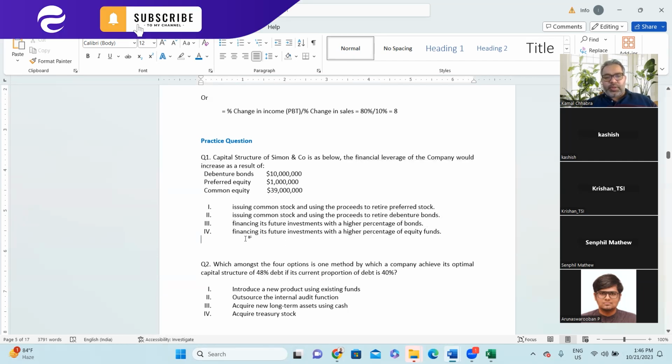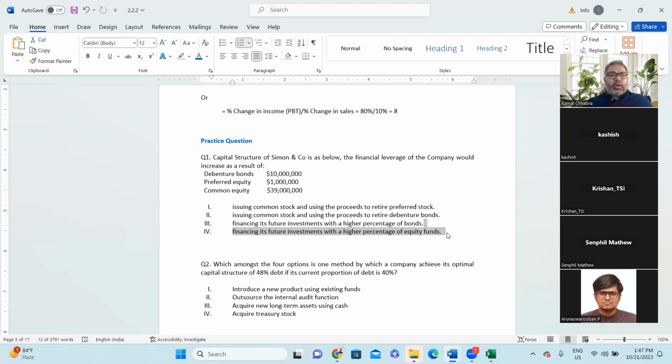So this seems to be a correct answer, third option. Let's look at the fourth option, financing its future investment with higher percentage of equity fund. Equity fund will not impact your financial leverage. Equity fund rather decreases your financial leverage, I would say. Make sense? So which option is correct? Third one, right, everyone? Even if it is a high percentage of debentures as well as loans, then it means more interest. If it is more interest, it will be more financial leverage.